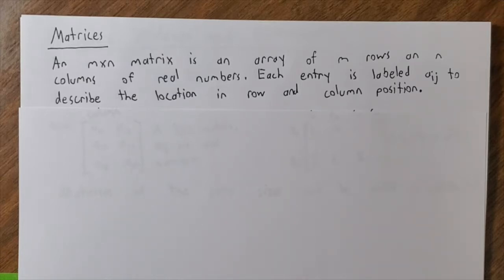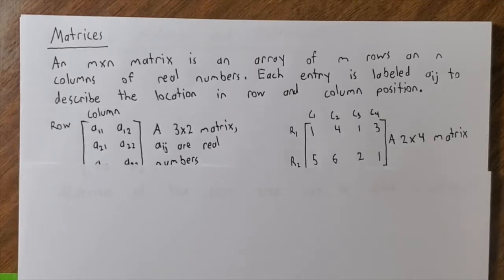So we can say an m by n matrix is an array of m rows and n columns of real numbers. Each entry is labeled as A sub ij to describe the location in row and column position. Now let's see what that looks like, taking a look at a couple of example matrices here.